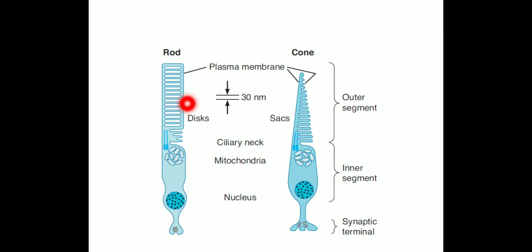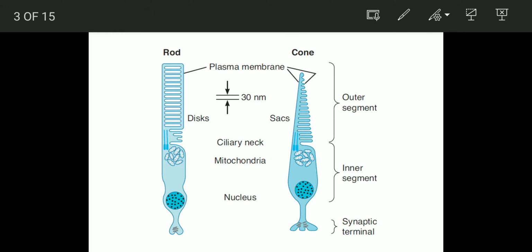This is the normal structure of a rod and this is the normal structure of a cone. The rods are basically responsible for your light, and the cones are responsible for your color vision. Here you can see the plasma membrane of the rods and the plasma membrane of the cones. This whole segment is the outer segment, this one is the inner segment, and the end here is the synaptic terminal. We'll be discussing how this functions.